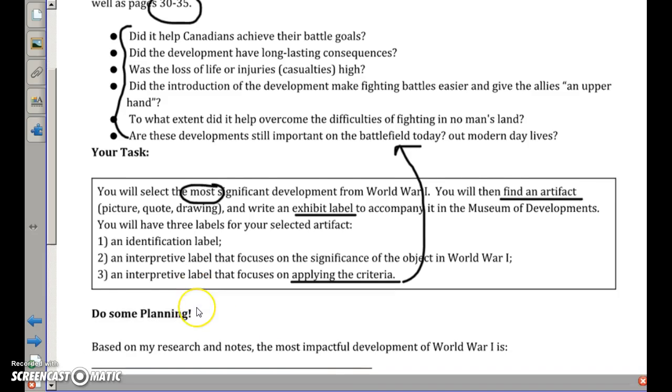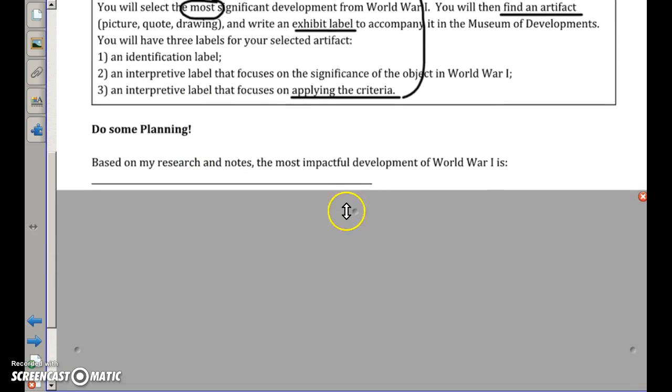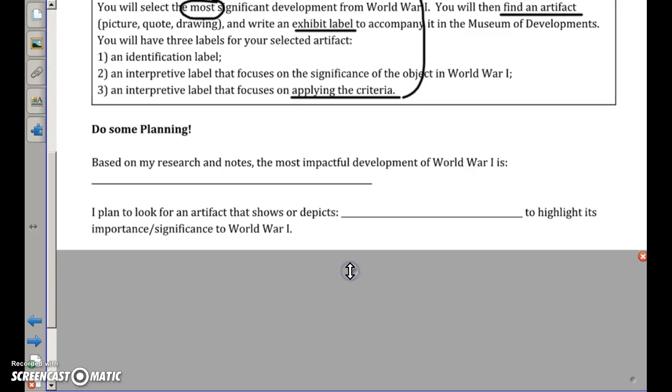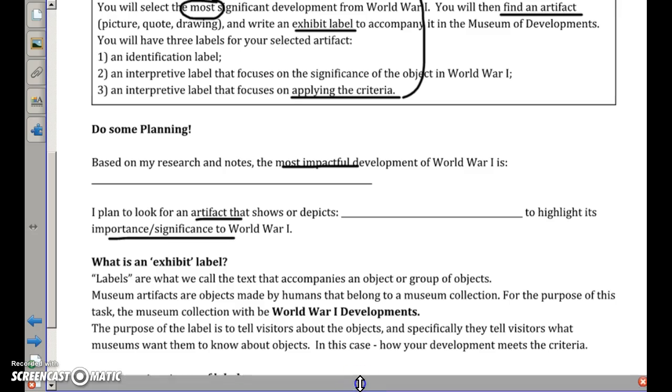So based on this, you're going to need to start by doing some planning. After you've researched your third object, based on your research and your notes, you have to pick one, and you're going to write it here. Then you're going to look for an artifact that shows the development, and the picture should highlight the importance or significance to World War I. So if you're choosing something like a radio, it should be from World War I. Okay, so it shouldn't be a modern day radio. Same thing if you choose airplanes or subs or dreadnoughts, whatever, they need to be from World War I.